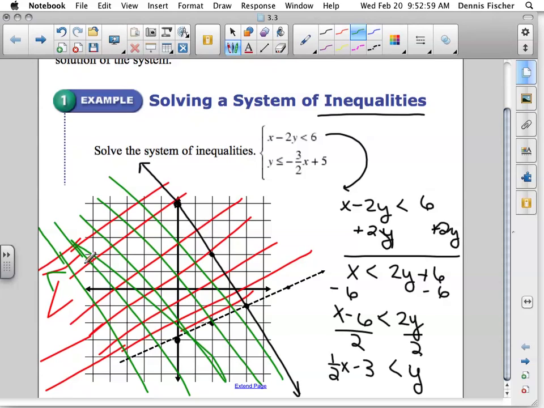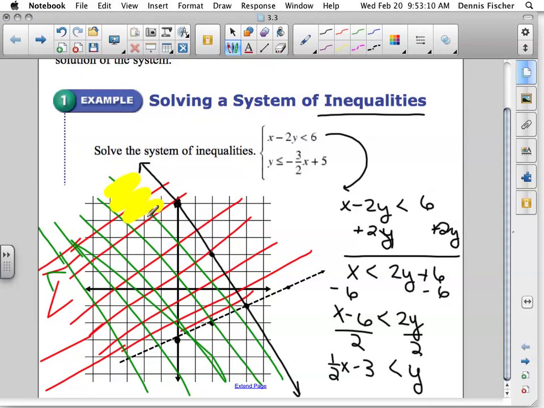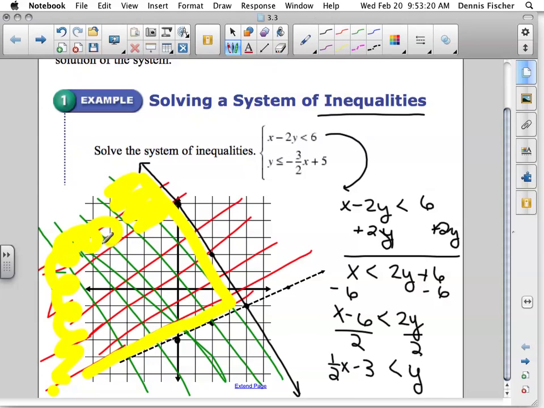But where's my answer? Point of intersection. Now I'm going to go like this. I'm just going to make this a little bit larger here. My answer, and some people do it this way, I'm just going to shade it. See if I can get there. It is in here, right? That's where they overlap, right?